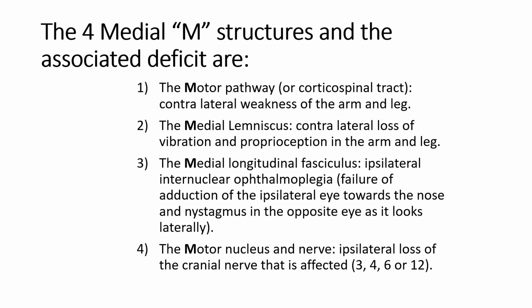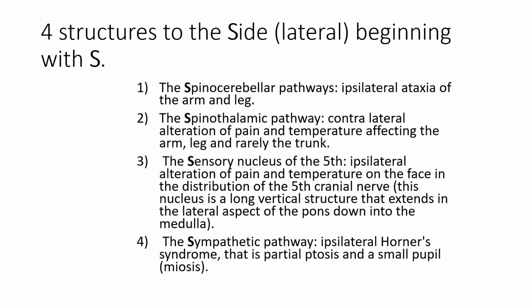Number 4, the motor nucleus and nerve. So ipsilateral loss of the cranial nerve that is affected. So that's the 3, 4, 6, or 12. Okay, so 3, 4, 6, or 12 deficits. Our side structures. So spinocerebellar deficit, we'd see same side ataxia of the arm and leg.